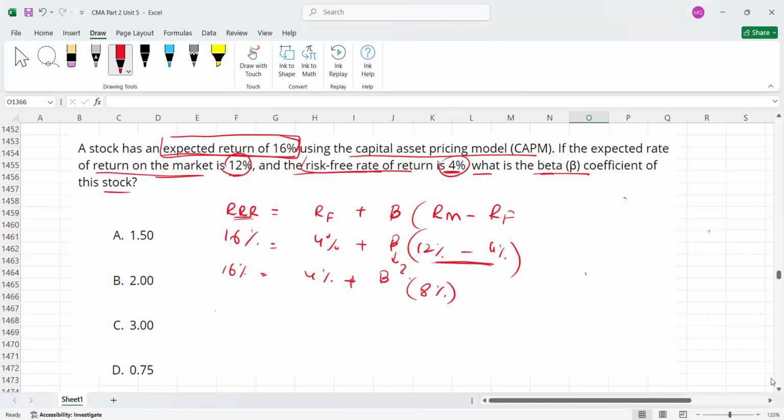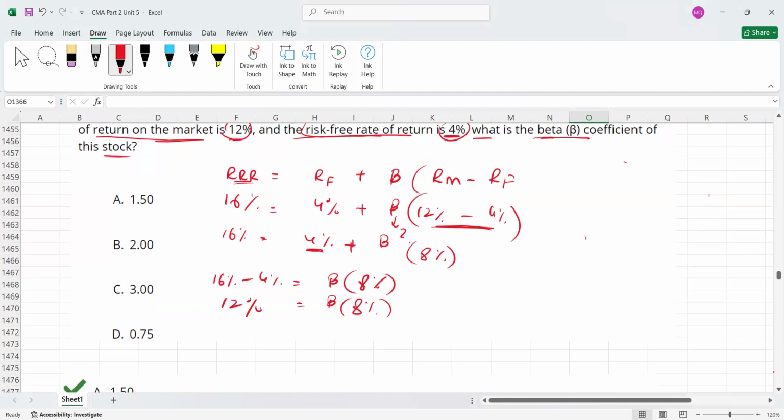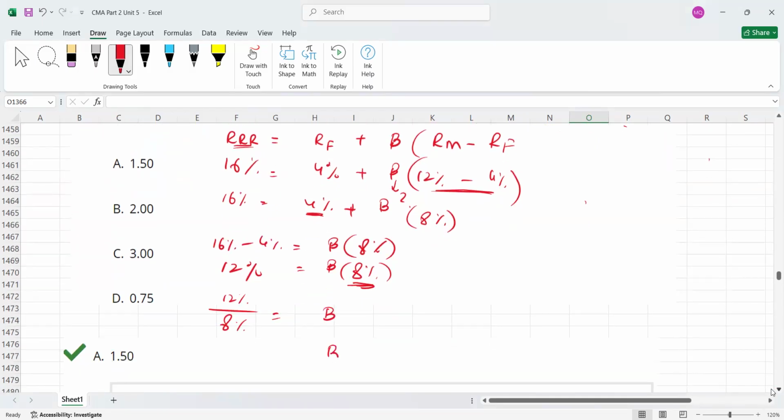Now what we can do? 16% minus 4% equals beta value into 8%, right? Further we will solve. This will become 12%, because 16 minus 4, equals beta value into 8%. Now we can find out the beta value. How? 12%, this is the multiplication, so you will divide by 8% equals beta value. So you will get beta of 1.5. Okay, this is the math. This is how you can find it using the mathematical equation. It means the answer is 1.5, beta value is 1.5.